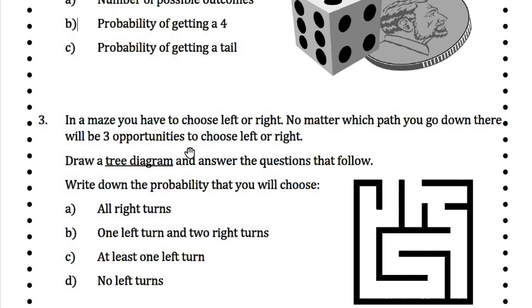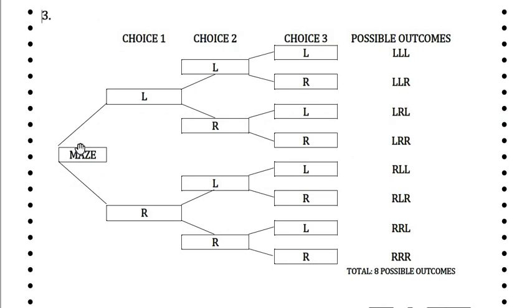That makes sense. So what we're going to do is you have to draw a tree diagram and answer the questions that follow. So first let's focus on the tree diagram. So if you walk into the maze, your first option, here's your maze. So you walk into the maze, your first turn you can either go left or right.